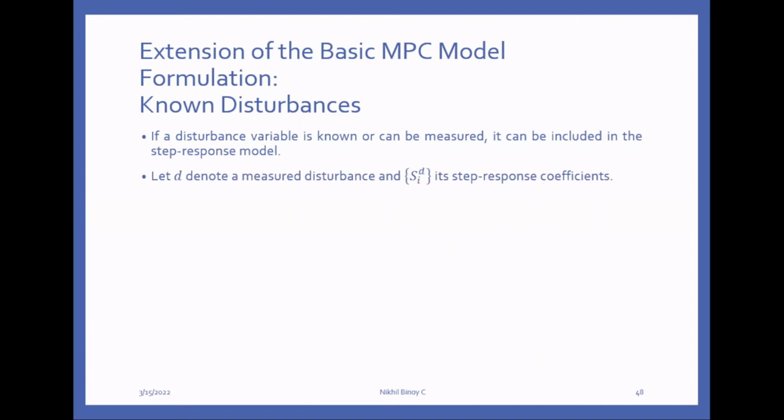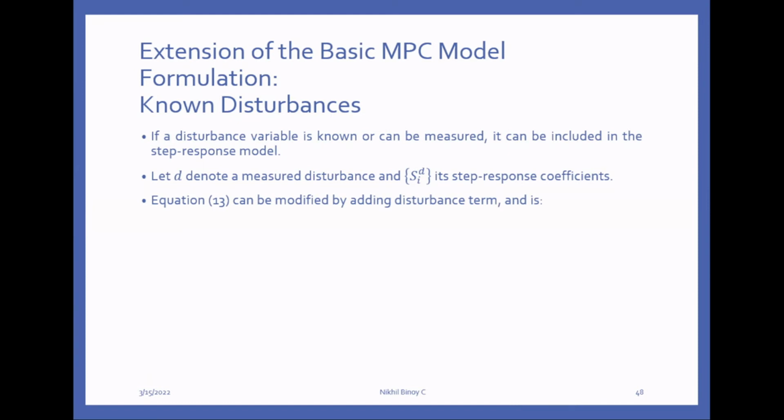So let D denote the measured disturbance. Please note, let D denote a measured disturbance, and S_i, earlier we used S_i as the step response coefficient. Now here we are using another coefficient. S_id is the step response coefficient due to the disturbance. Okay, so we have S_id.